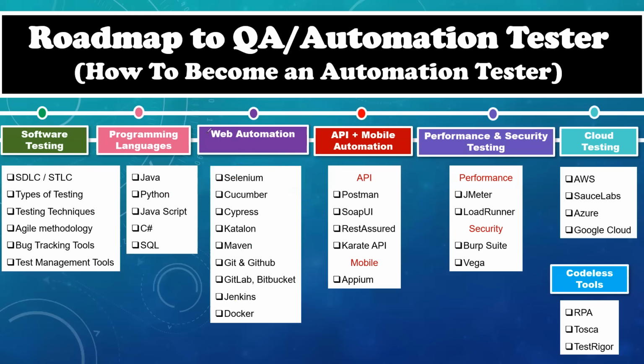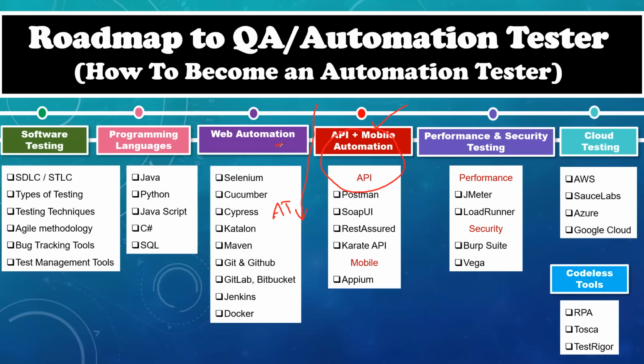So till here: software testing basics, one programming language, then web automation. Till here you are eligible for automation tester. To enhance your skills, you can learn API or mobile automation testing, whichever you are interested in, and which will enhance your skills as an automation tester. Also your profile will be shortlisted very soon if you put these skills in your resume, because it will make your resume much stronger.